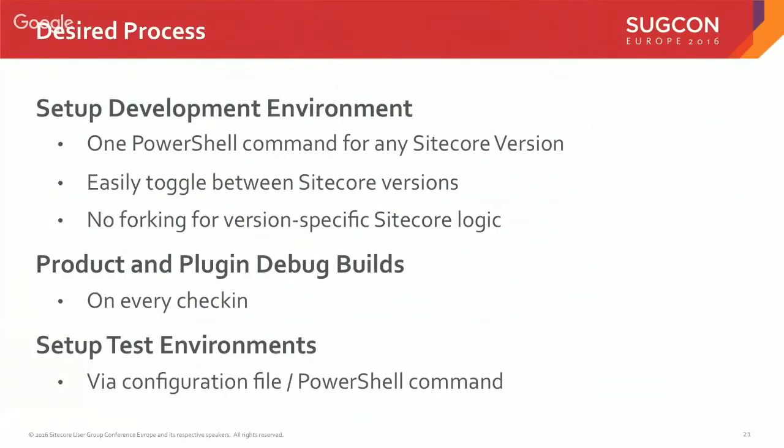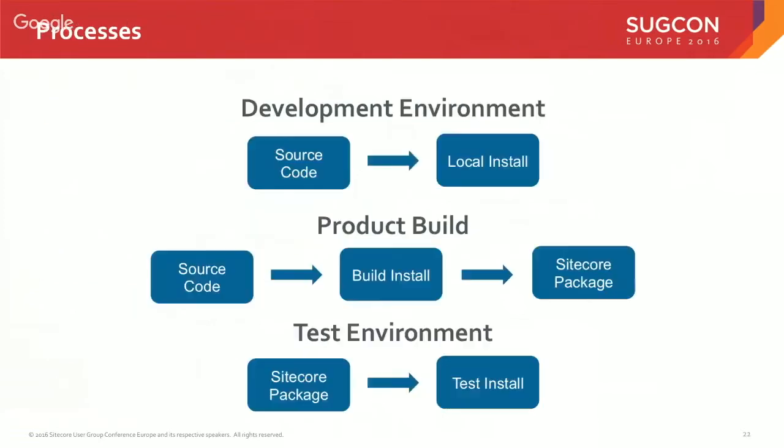So the goal was to do a lot of this through PowerShell commands: be able to set up a development environment with a single line of PowerShell for any Sitecore version, toggle between those Sitecore versions for testing and development purposes, run product builds on every check-in, and then configure and automatically set up test environments for different versions of ActiveCommerce and Sitecore by PowerShell.